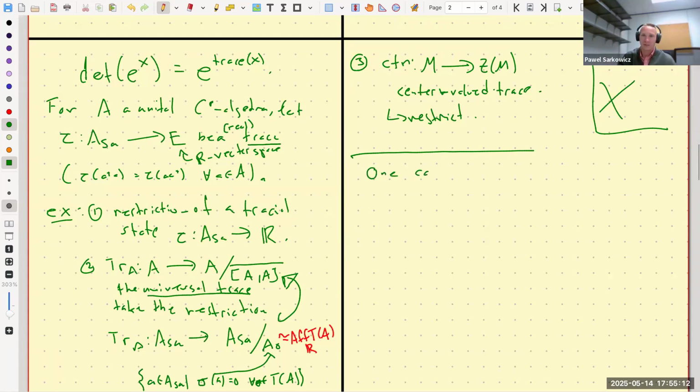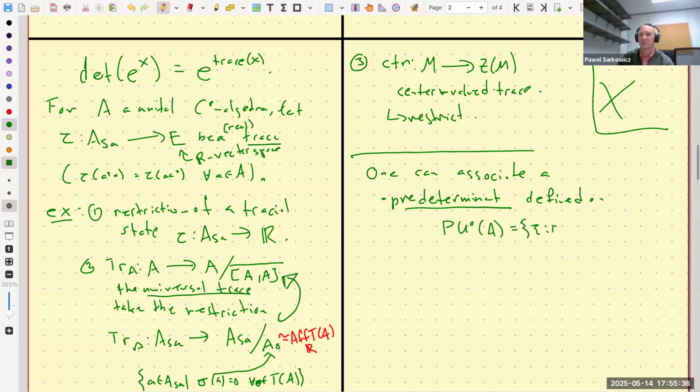So one can associate a predeterminant defined on, let's call this PU naught of A. There's a reason I wanted these connected components, and it's because I like these determinants. This is going to be the continuous functions to U naught of A which start at 1.